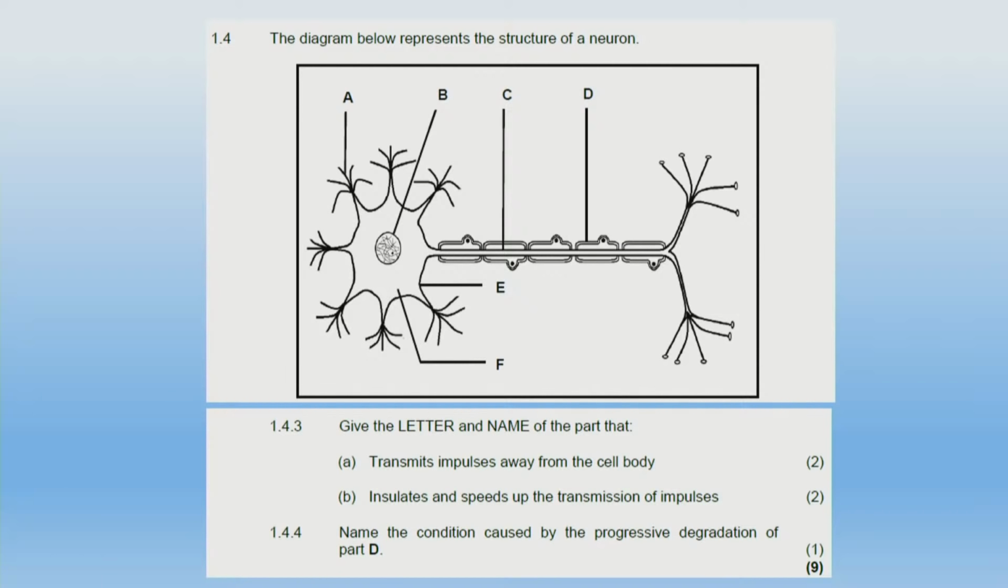And then remember that part D represents the myelin sheath. And then 1.4.4, name the condition caused by the progressive degradation of part D, so meaning the myelin sheath. And then the name of that condition, you still remember that it is multiple sclerosis.